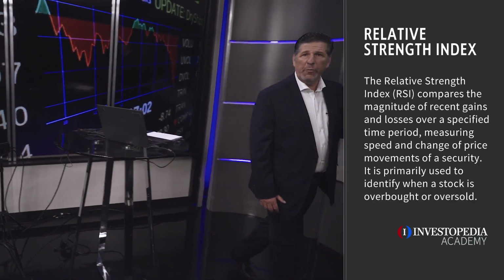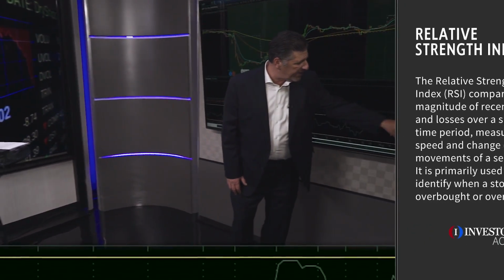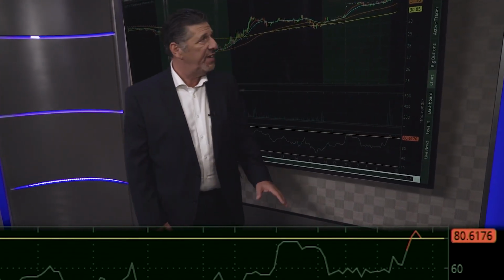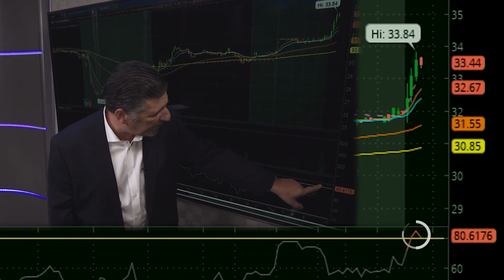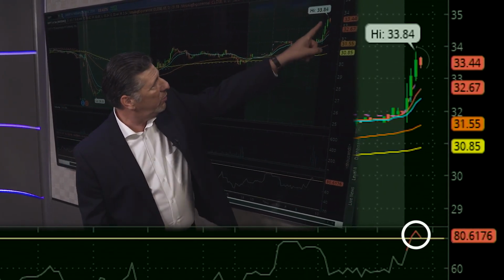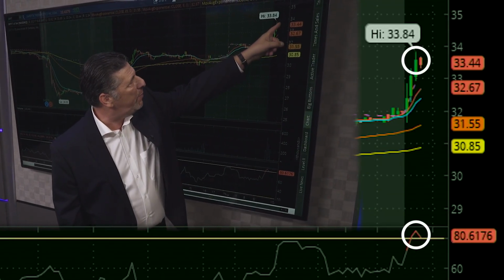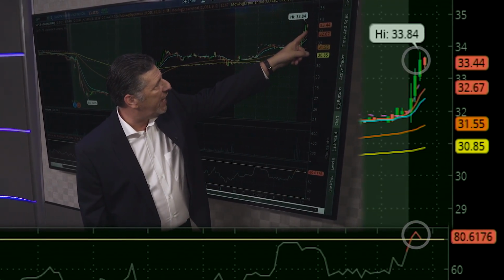Relative strength index shows us when a stock is either overbought or oversold. When a stock is overbought, we are going to get an RSI reading of over 80. Simply what that is telling us is that at some point, this stock has gone too far too fast, and it's going to start to come down. And if you look at this chart, you can see when the relative strength index got above 80, look what happened. It made a high up here, and then it started to go down.